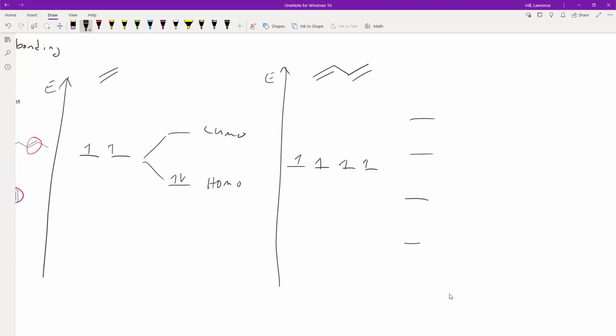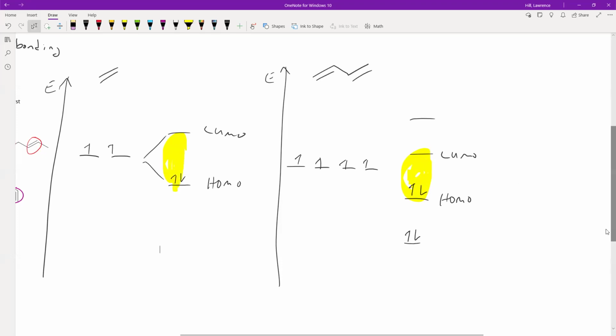What ends up happening as you add more and more orbitals to this is that the HOMO and LUMO, all the orbitals, become closer together. So your HOMO and your LUMO end up being closer together. I'm not sure how well I represented that here. What I'm saying is this gap here is smaller than this gap here. And as you add more and more, you can imagine a molecule that has a whole bunch of pi bonds.